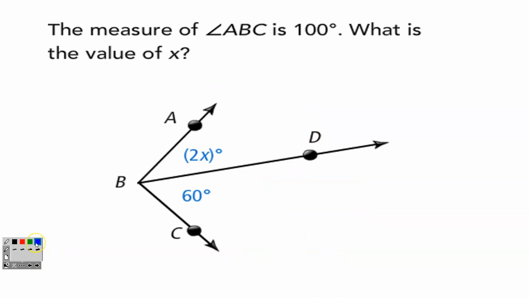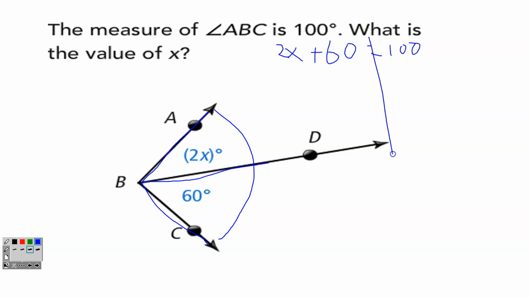Now sometimes they want us to do maybe a two-step problem. So the measure of this angle, remember they're adjacent, so we're going to add them together, is 2x. Plus, remember, when they're next to each other, we add them, 60, which is this angle right here. And up here at the top, it says the measure of this angle is 100 degrees. Oh, now I have a two-step equation. I think I've done these before.